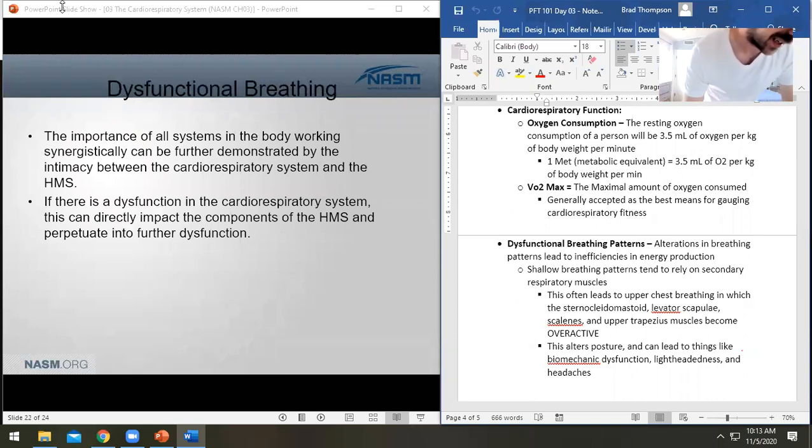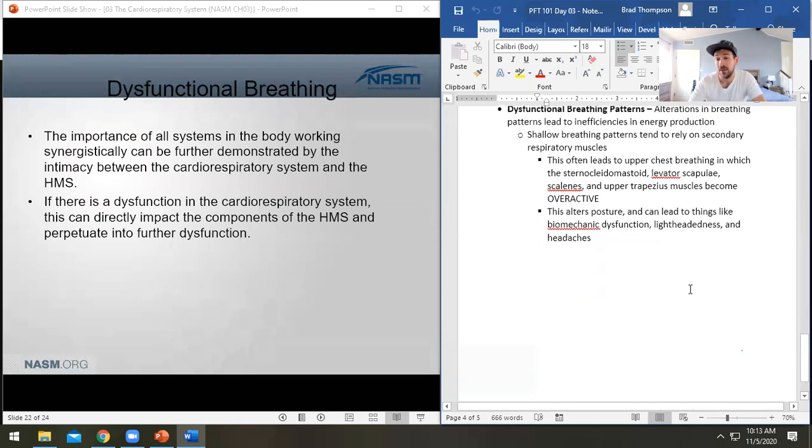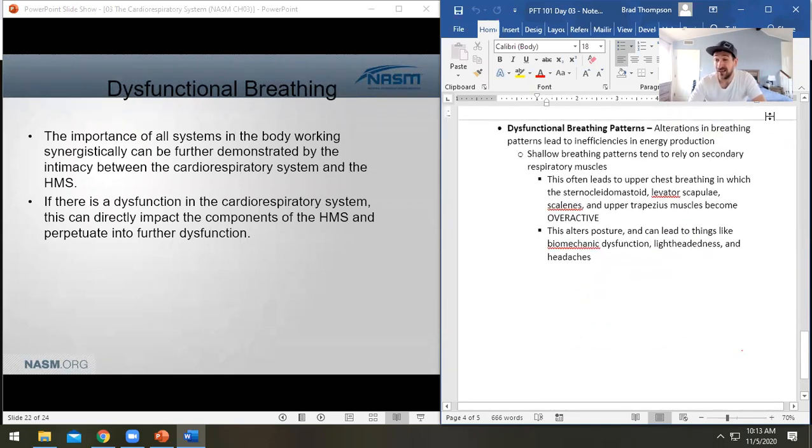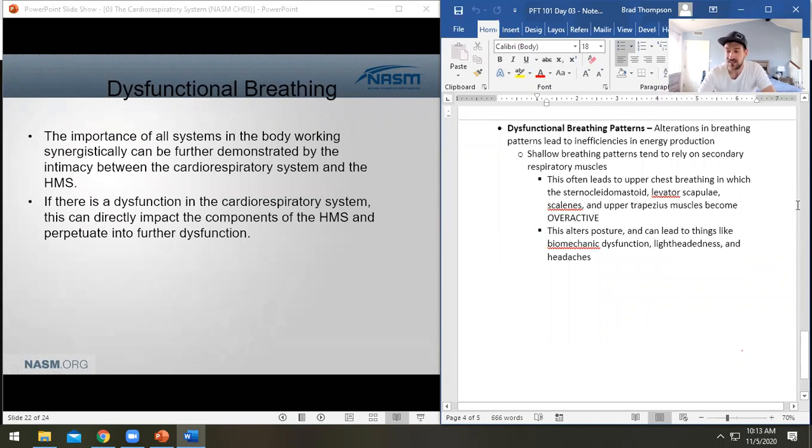Now, obviously, there are dysfunctional breathing patterns. There's ways to mess up your ability to bring in all of these gases we're talking about, this oxygen, right? And so we will sometimes see alterations in breathing patterns, and that can also screw up your energy production. You can't bring in as much gas. That gas then can't get delivered to your cells. Your cells are exhausted. They can't produce any more energy, right?